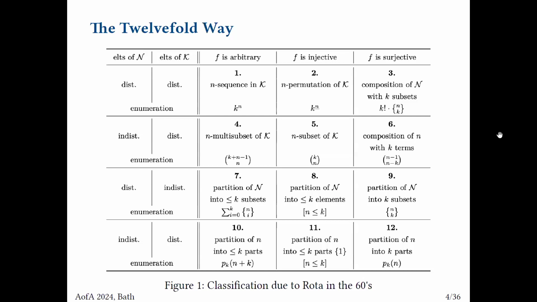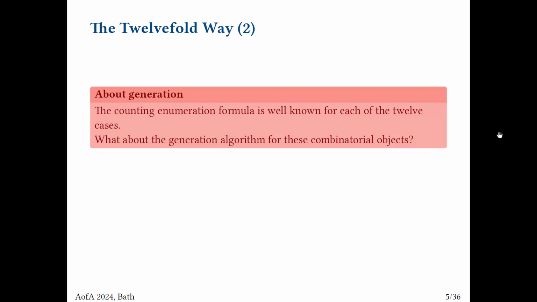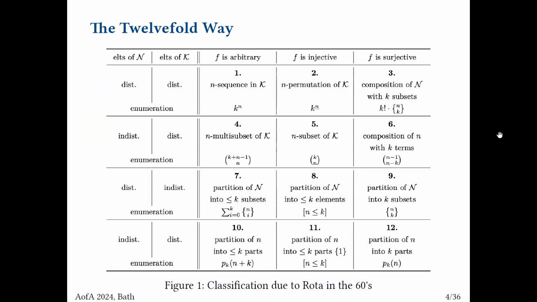So the 12-fold way is a classification from the 60s due to Rota, which classifies functions from a set of n elements to a set of k elements according to the nature of the function and whether k and n are distinguishable or not. For instance, when the elements of k are indistinguishable and we are interested in injective functions, we have the fifth case of the 12-fold way, which are combinations of n elements among k. The counting formulas for these objects are well known. As you see, there is no empty case in the table.